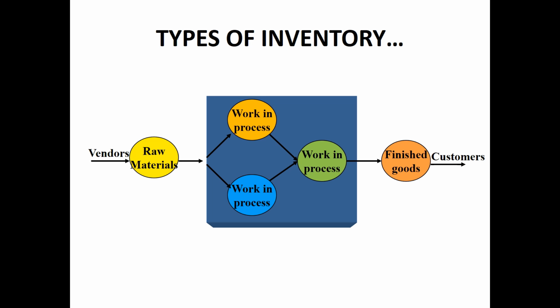This is the type of inventory. You have first the vendors, then the raw material. This happens in work in progress. I put 3 stations to make an example. And finally the finished goods. What is this? First is the raw materials, then the WIP, that is work in progress, and finished goods, that is the FG.